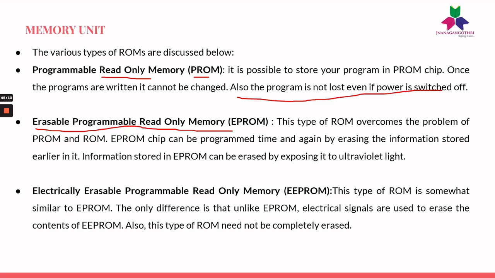Information stored in EPROM can be erased by exposing it to ultraviolet light. So this memory can be reprogrammed from time to time using a special programming facility. When the EPROM is in use, information can only be read.